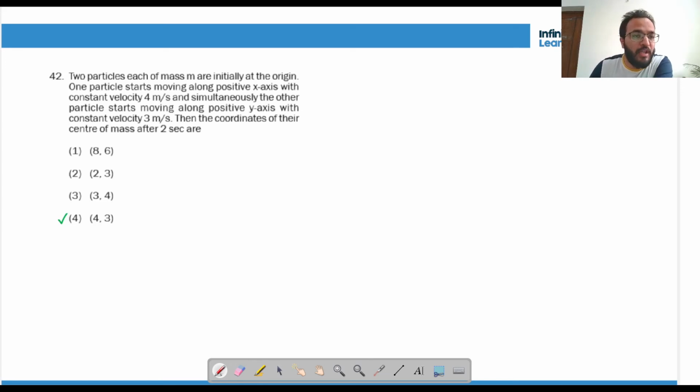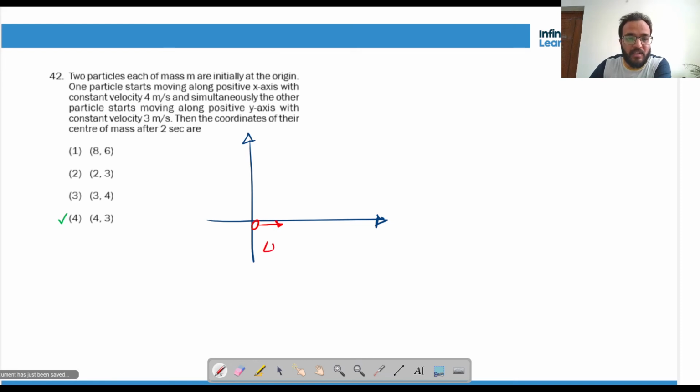Now 42. Two particles each of mass m are initially at the origin. One particle starts moving along the positive direction of the x-axis with a constant velocity of 4 meter per second. Another particle starts moving with 3 meter per second. Can you see this? Then the coordinates of the center of mass after 2 seconds.